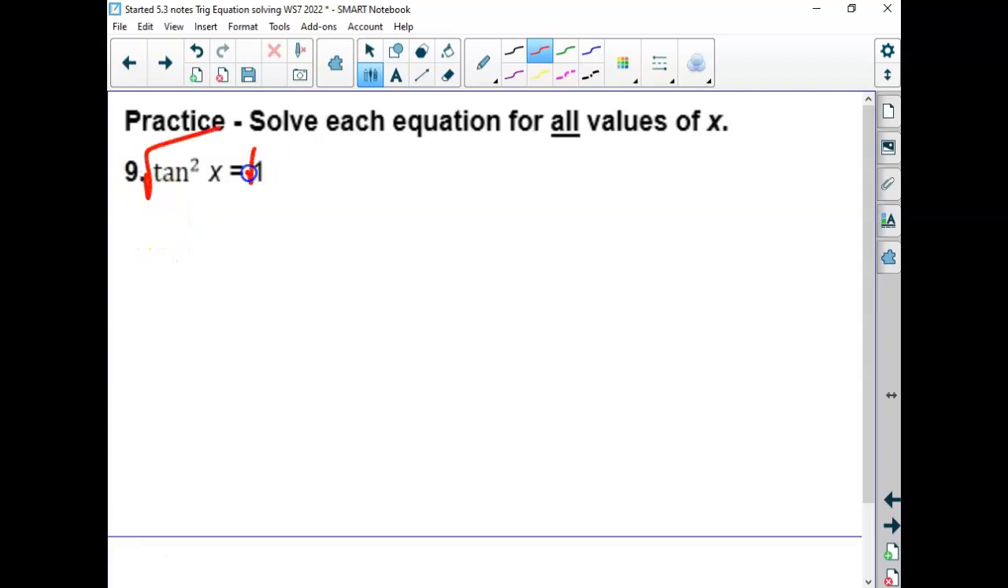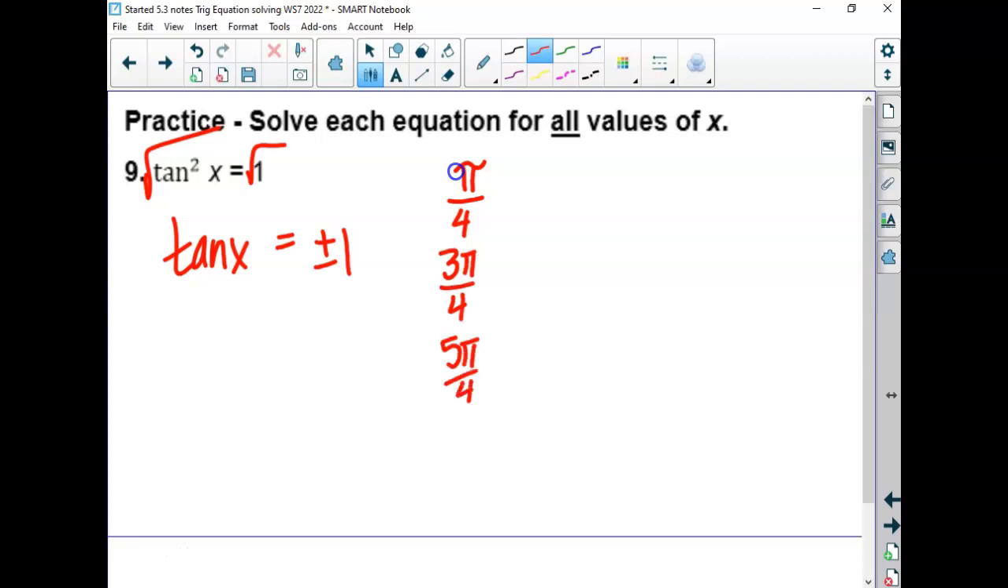When we square root both sides, though, we have to remember that we get the tangent of x equals, what's the square root of 1? 1, but it is plus or minus. So I need all 4 places that the tangent is 1 or negative 1 on the unit circle. So I'm thinking pi over 4, 3 pi over 4, 5 pi over 4, and 7 pi over 4. Did I hit them all?